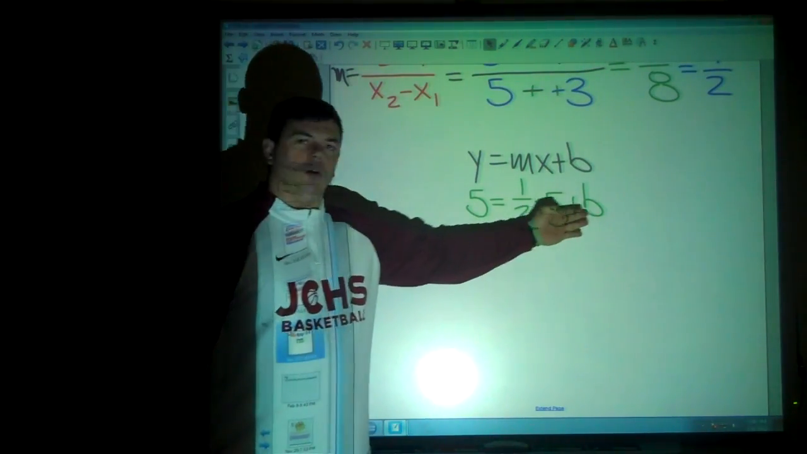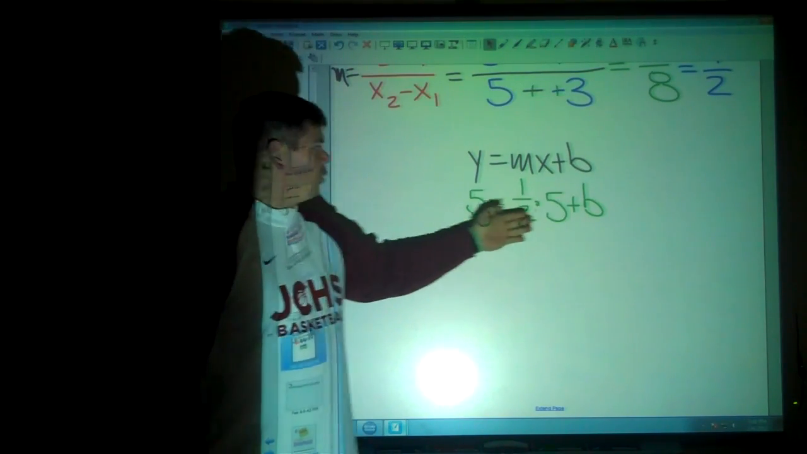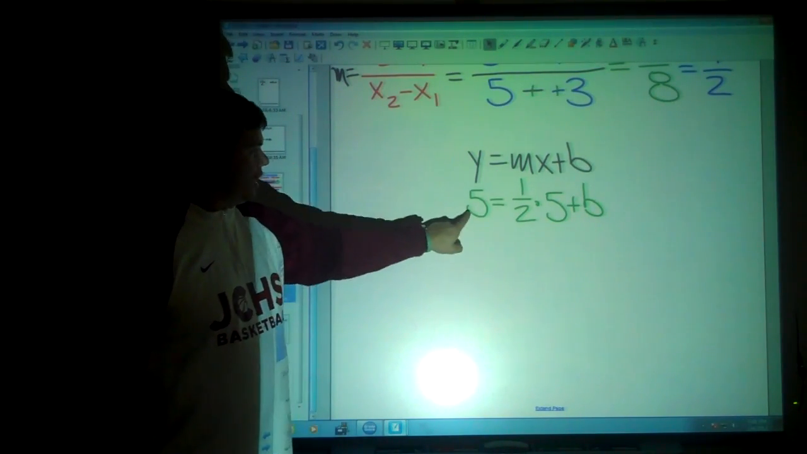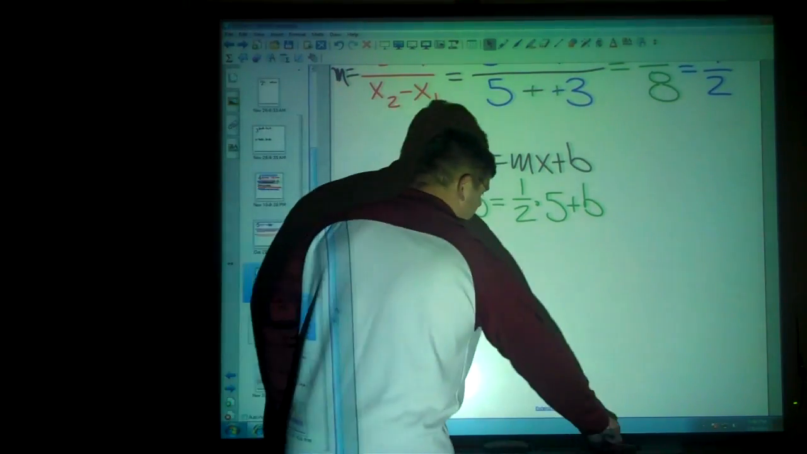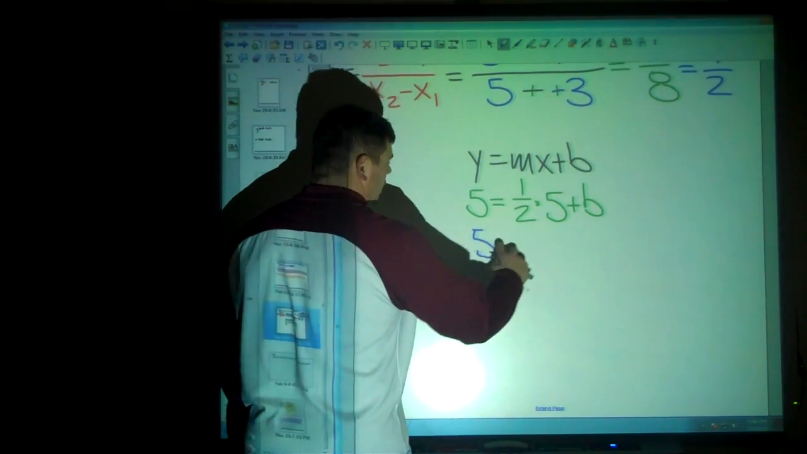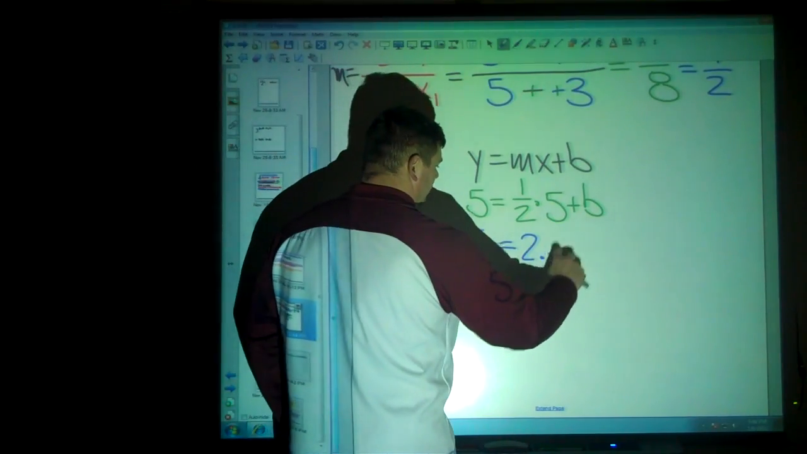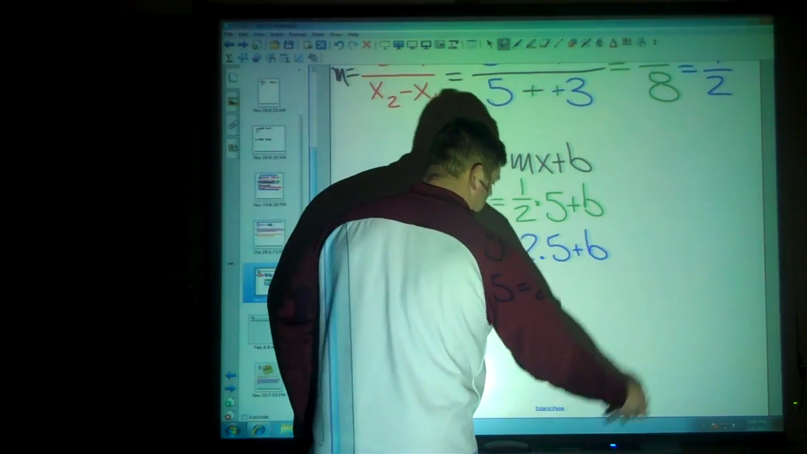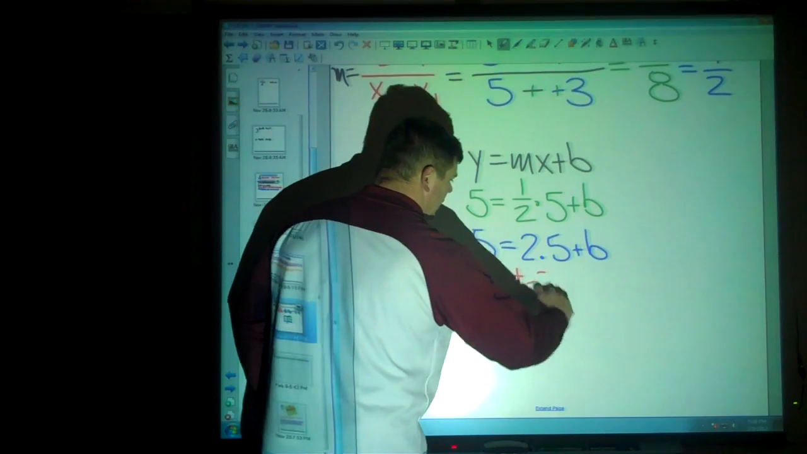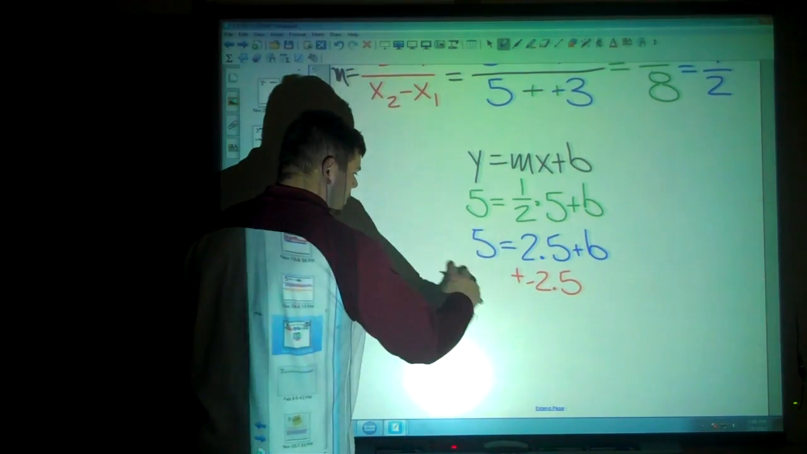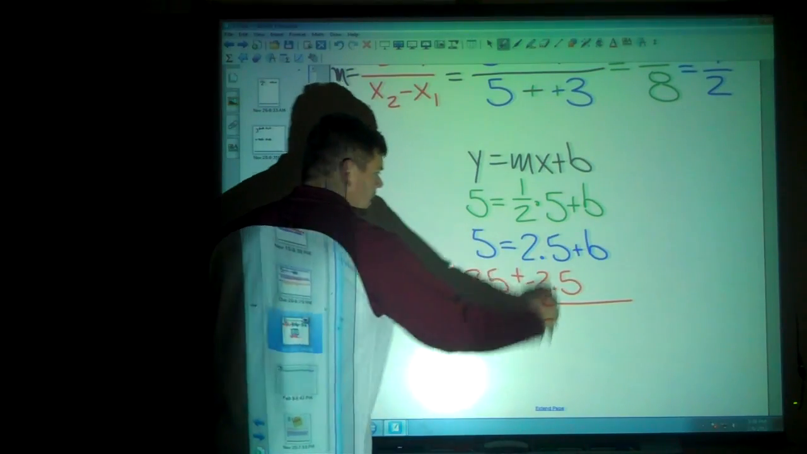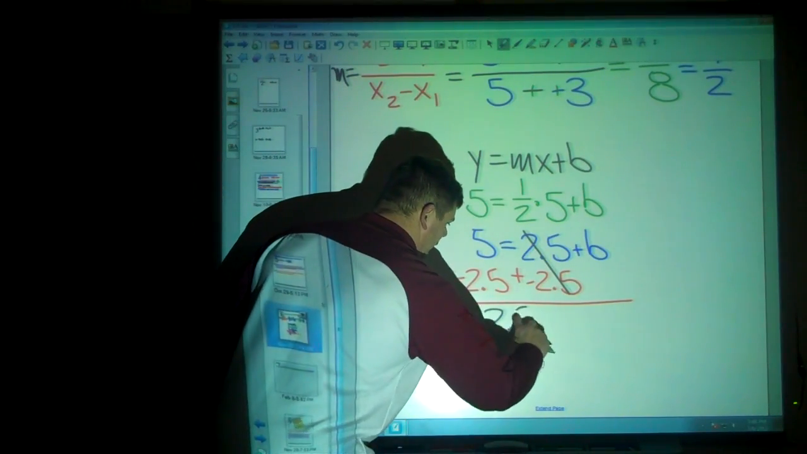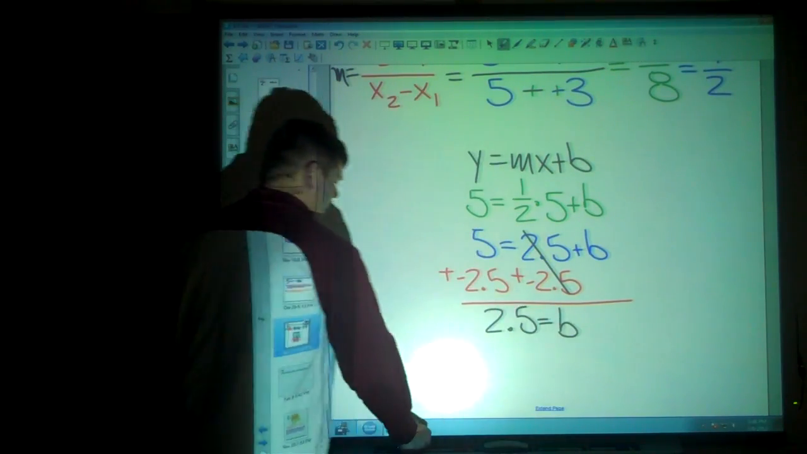This should look very familiar. This is what we've just spent the past couple days working on, using a coordinate and a slope to find out what the y-intercept is. So now I can go 5 equals, half of 5 is 2.5, plus b. Add negative 2.5 to both sides. It's just like subtracting 2.5. And we end up with 2.5 is equal to b.